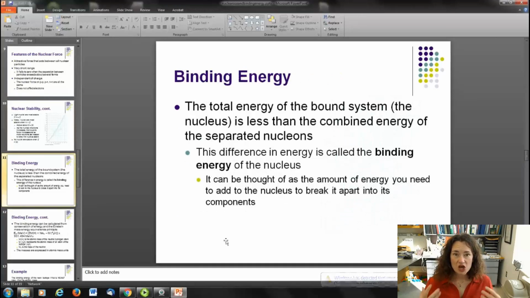Now, if you're talking about packing things together and having them hold together, then there has to be some sort of potential energy associated with that nuclear force. And we call that energy the binding energy. It says that the total energy of the bound system, in this case the nucleus, is going to be less than the combined energy of the separated nucleons. And that difference in energy is the binding energy of the nucleus. It can also be thought of as the amount of energy that you need to add to the nucleus to break it apart into its components.